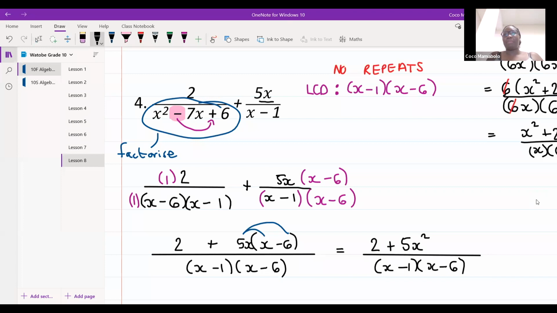5x squared minus 30x. Okay. All right. And now I'm kind of wondering if we actually factorize the top, if we would. So I don't think we would, because the factors of 2 are 1 and 2, and the factors of 5 are 1 and 5. So the highest number I could possibly get out of that is 10. We're never going to make it to 30. So no, this is our final answer, guys.